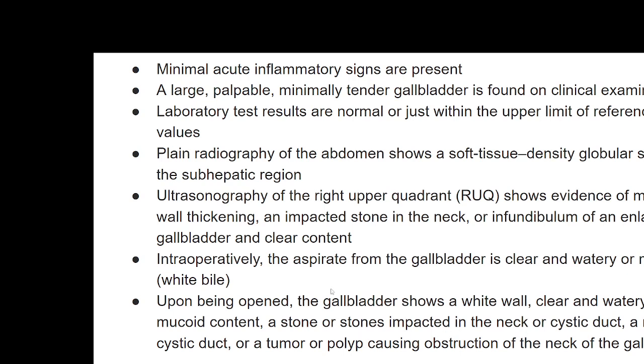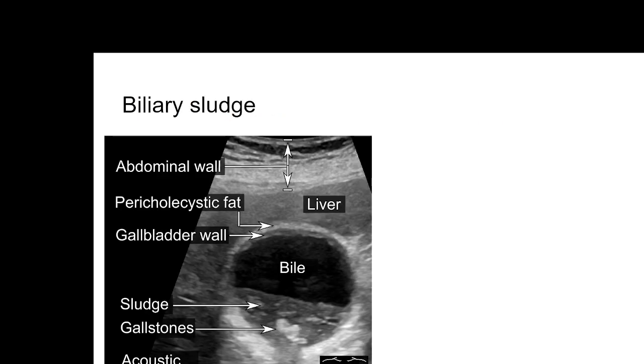And the clinical signs of mucocele: the acute inflammatory signs are very minimal, and a large, palpable, minimally tender gallbladder is found on clinical examination. Laboratory test results are normal or just within the upper limit of the reference range values. The biochemical tests would be normal. Plain radiography may show a density over there, but ultrasonography shows evidence of thickening of the gallbladder wall, and often a stone in the neck may also be seen in such conditions. If you aspirate during surgery, white bile can be seen, and that's how mucocele is identified, and that has to be operated upon.